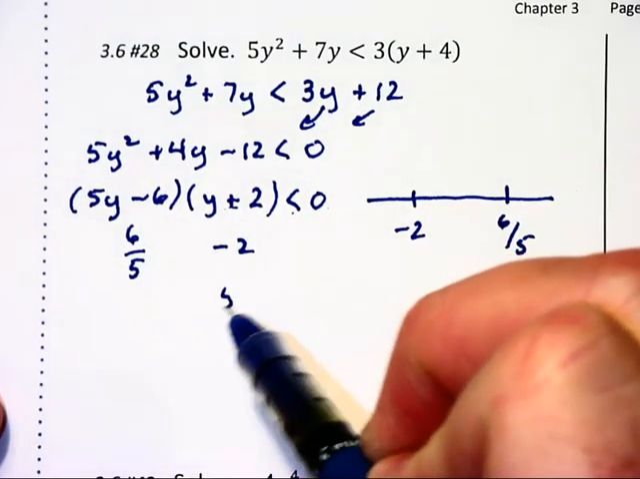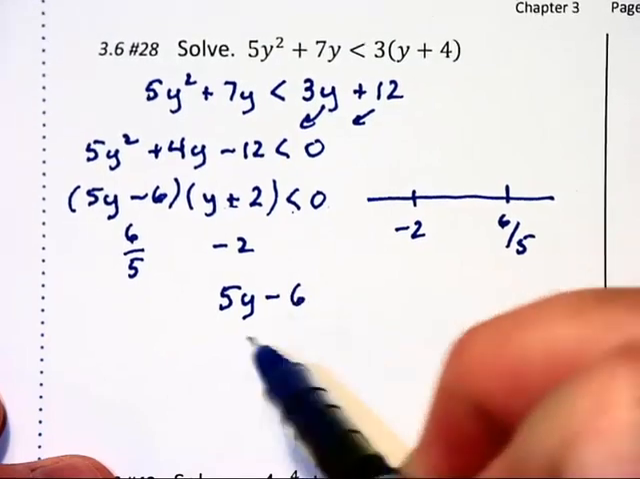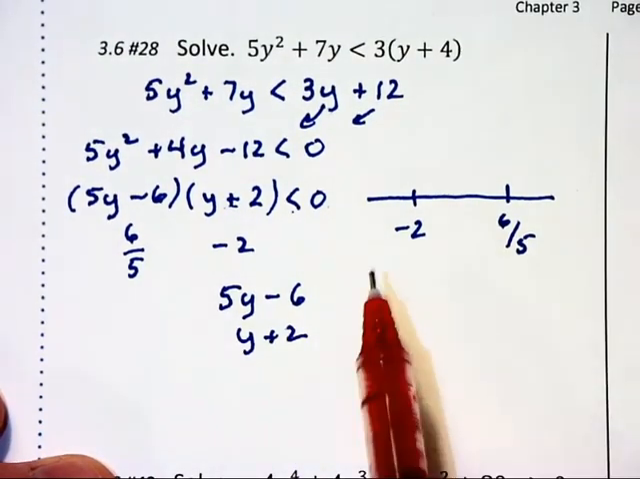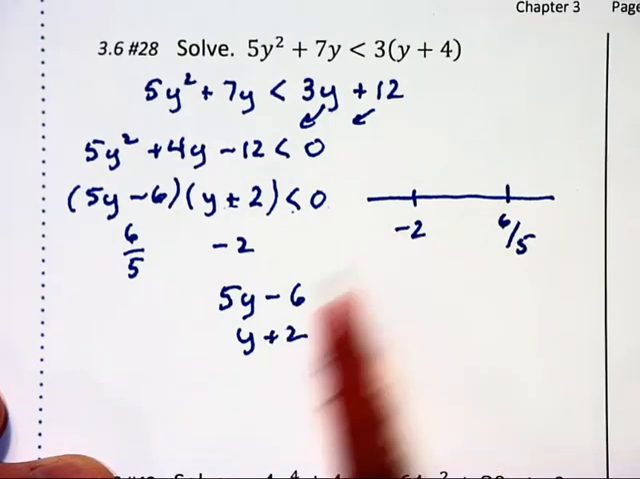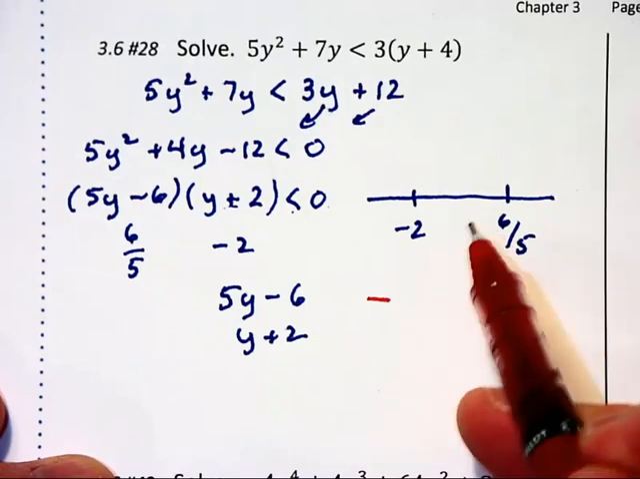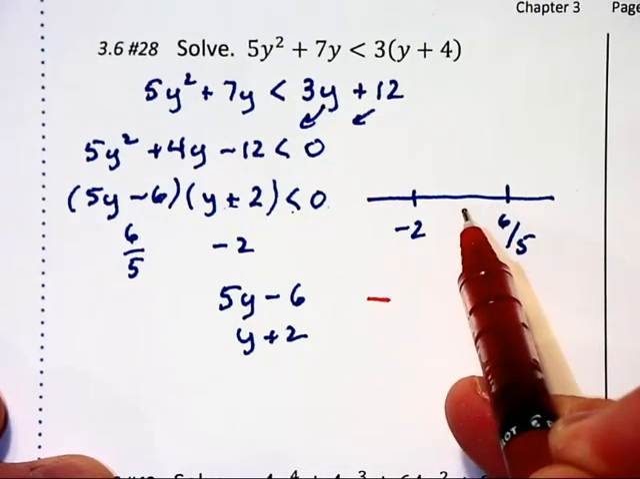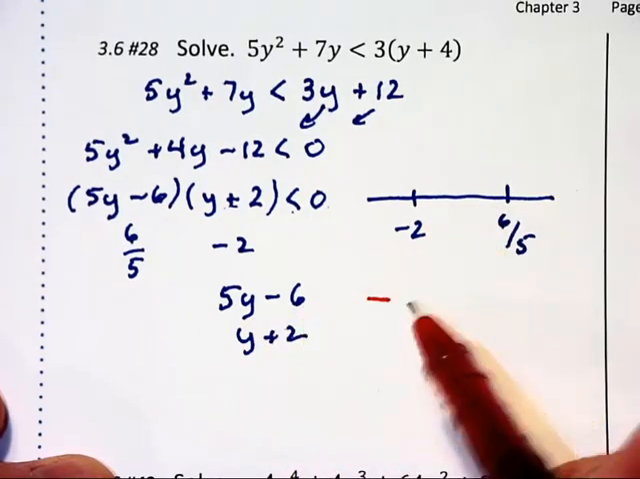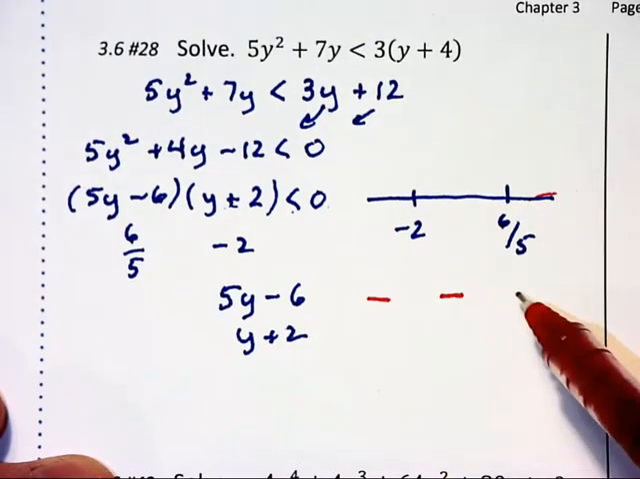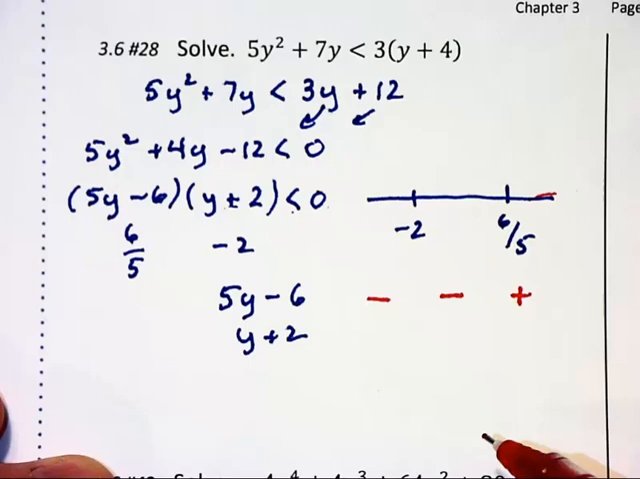Let's look at 5y minus 6 and y plus 2. When you substitute values less than -2 into 5y minus 6, you get negative values. If you substitute values in the middle, such as 0 into 5y minus 6, you get negative 6, which is negative. And values to the right of 6/5, you will get a positive value.